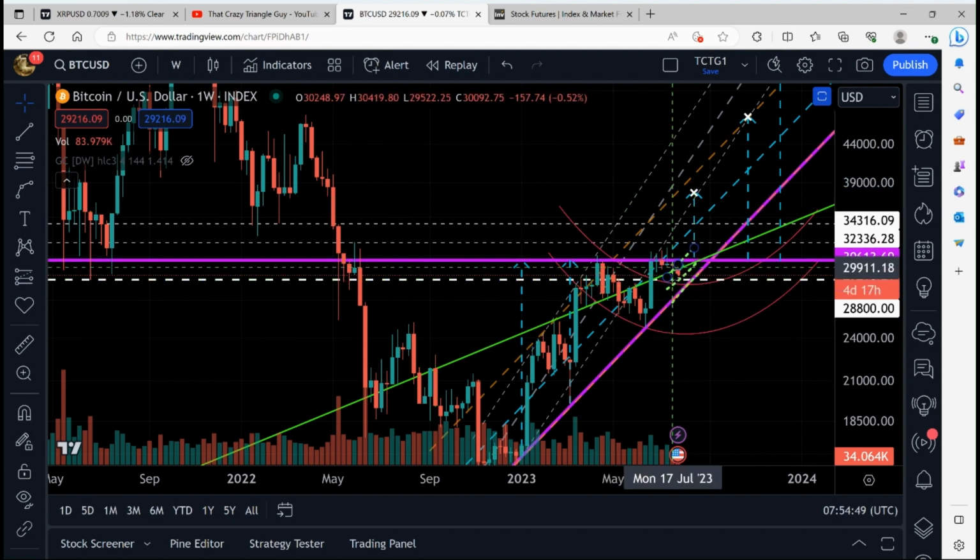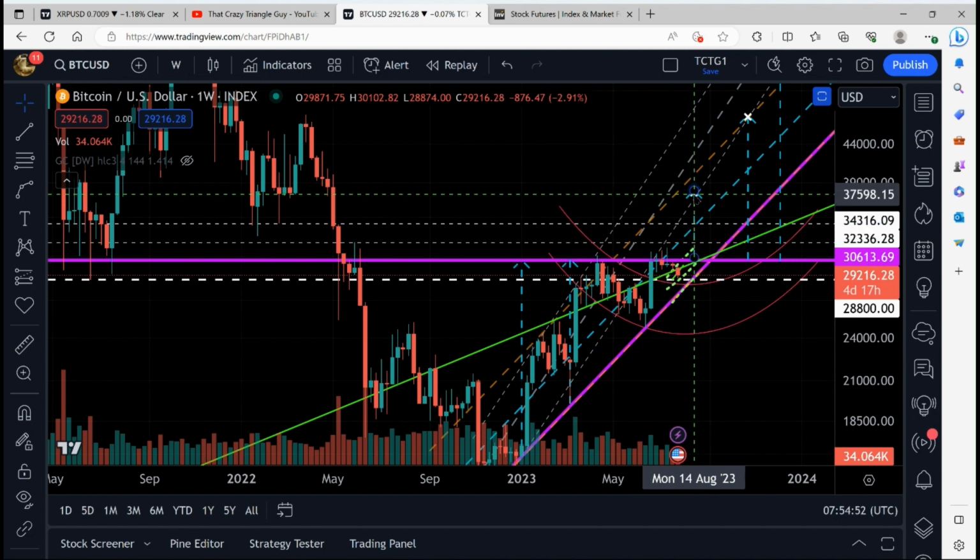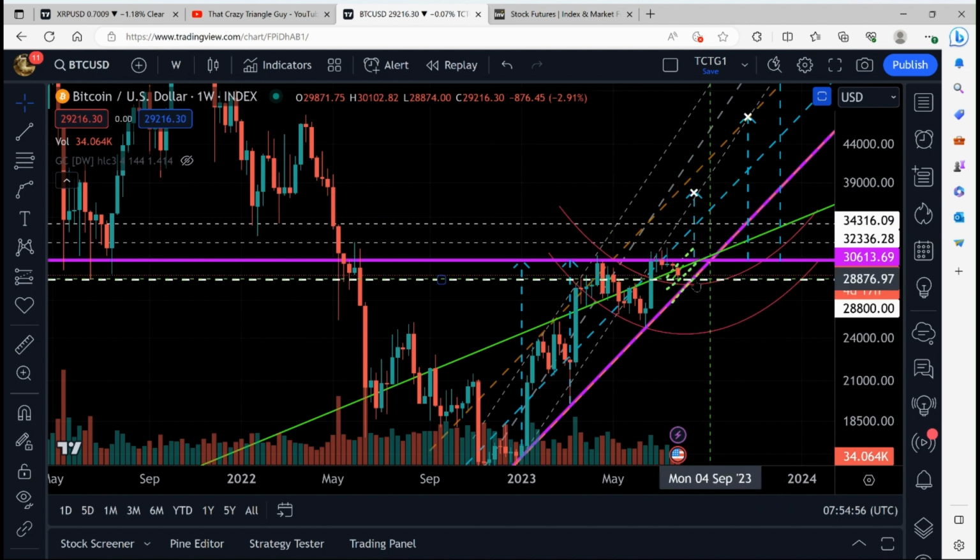So I think it looks like we really could break out up to this level pretty soon. You can see right now we are coming to the end of this triangle. I mean, by the end of August, well, by September, let's just say September, we will be outside this triangle one way or the other.